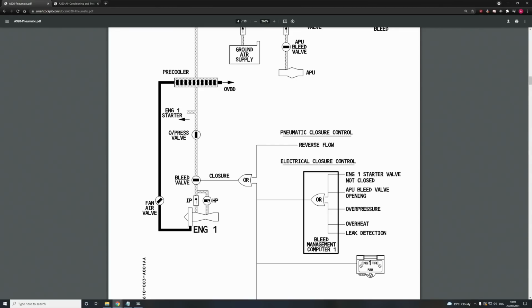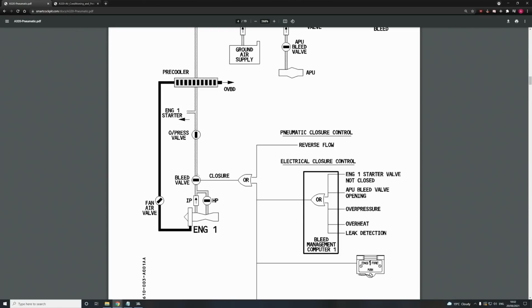Now, with this design, what you're going to look for and what I'm going to show you is the bleed management computers ordering the high pressure valve to open and close depending on how much pressure the intermediate stage of the compressor is able to provide. So this, of course, is tied into the speed of the engine itself. If you leave the engine at idle, the BMC will request the high pressure valve to open. Start adding thrust, and eventually you'll see the BMC will order the valve to close because the intermediate pressure stage is providing sufficient pressure to the bleed air system. So it's supplying the bleed air system just fine on its own.